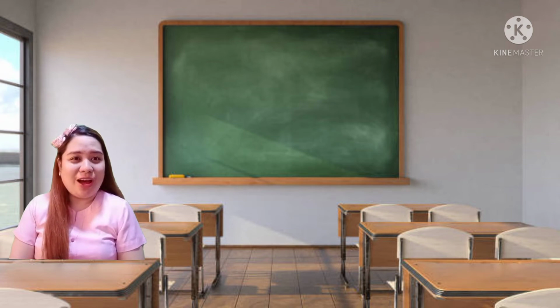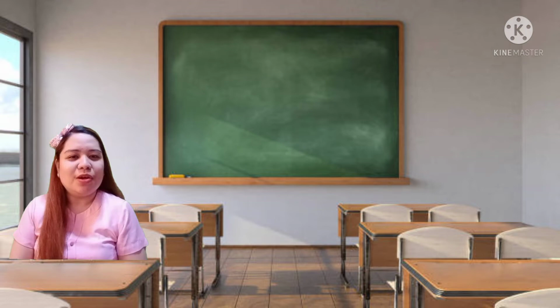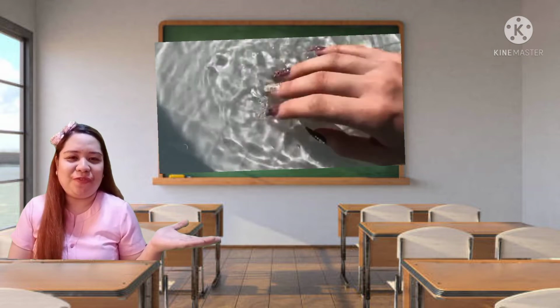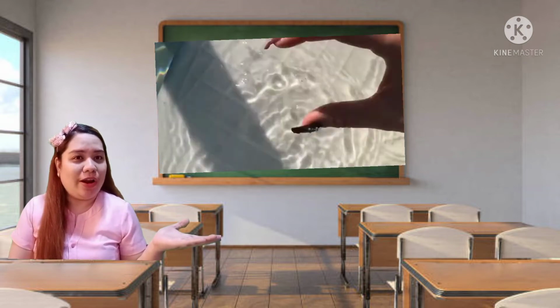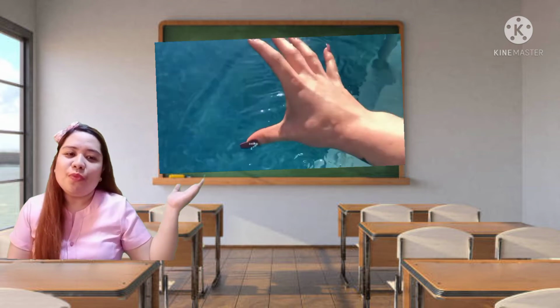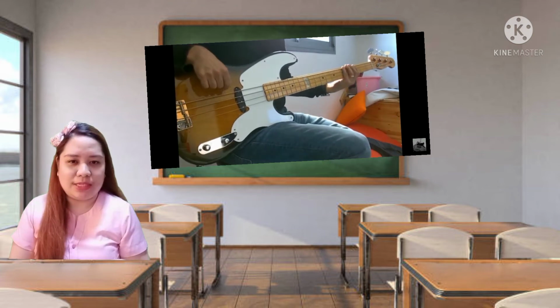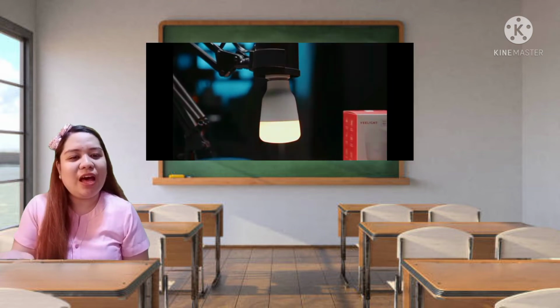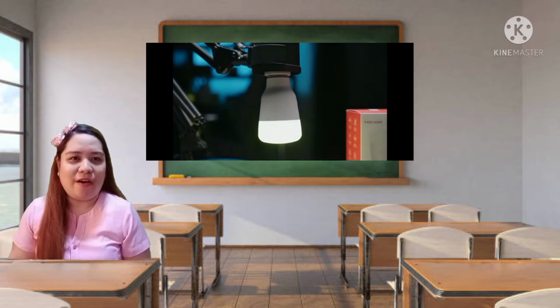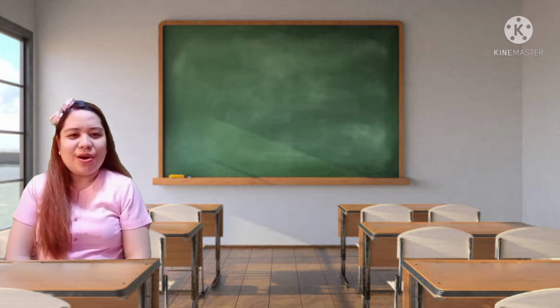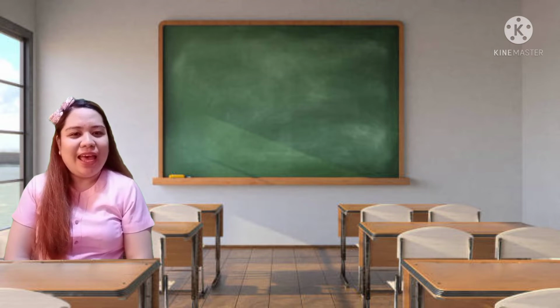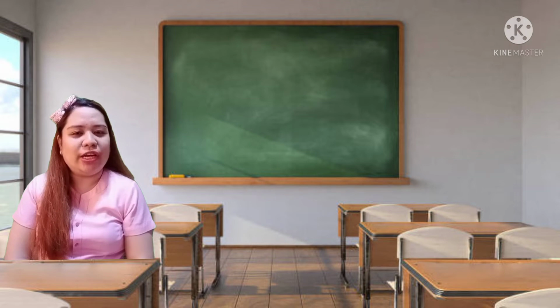Now, to start our lesson, let's try what I know. When you tap the water with your finger, the waves spread all around. When you play the guitar, waves are created through sounds. When you turn on the lamp, the light spreads all around. Water, sound, and light waves differ in important ways, but they share the basic properties of wave motion.